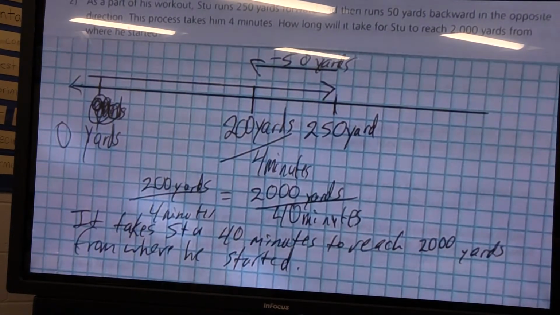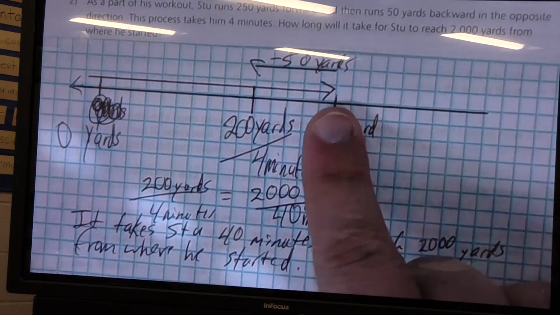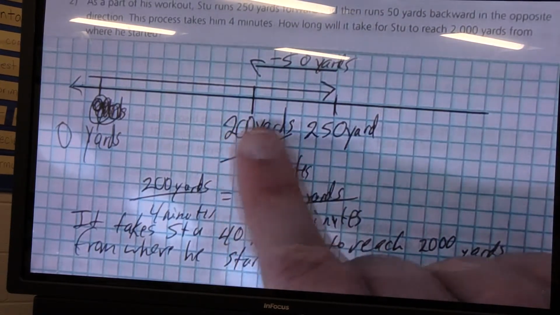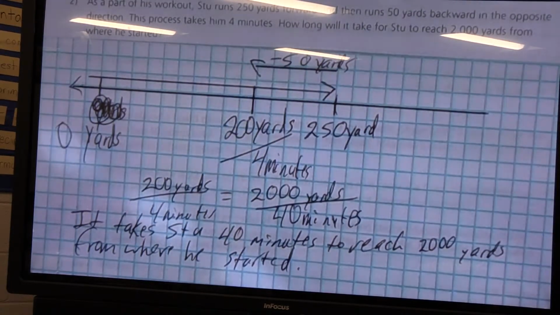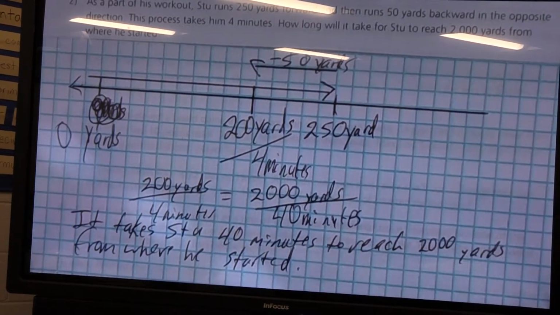Now this is a math problem where a model really helped me out. I made my number line, I had my starting point, I went to 250, then he goes back 50 yards, which gave me 200. After I had that 200 yards per 4 minutes, it was so easy then to figure out by using an equivalent ratio how to get to the amount of time it took him to do 2,000 yards.